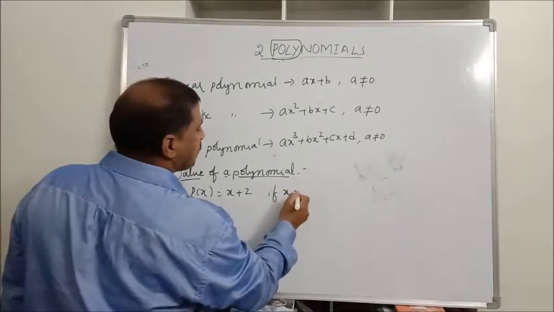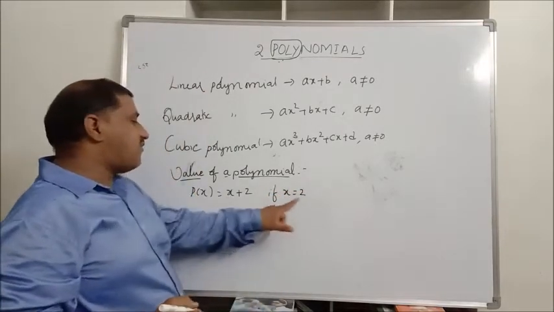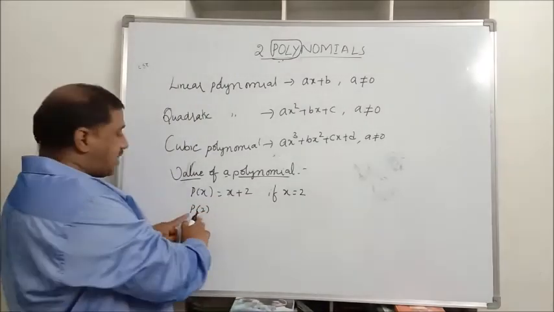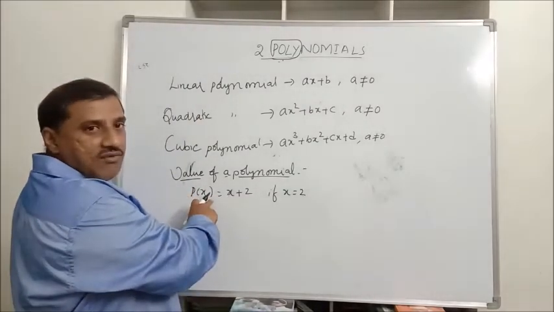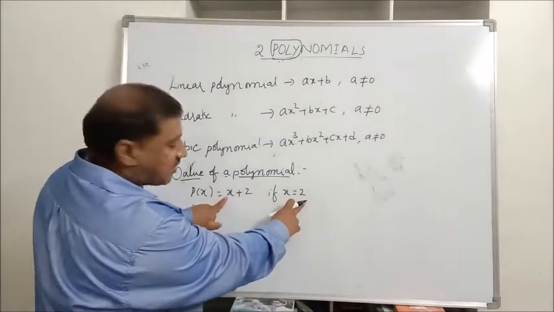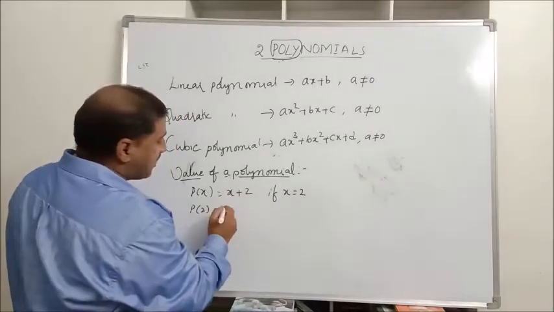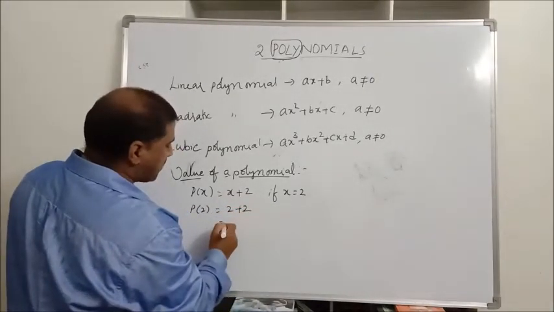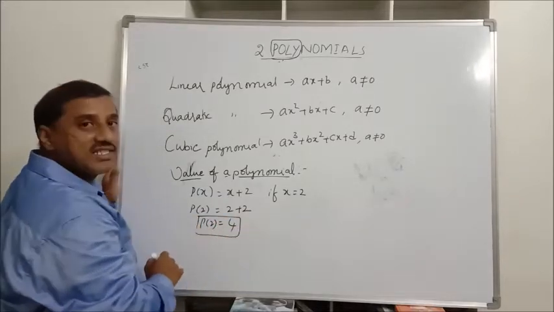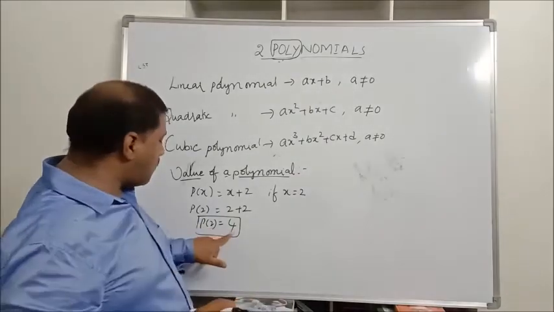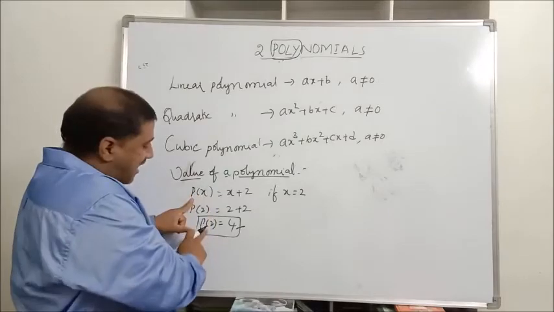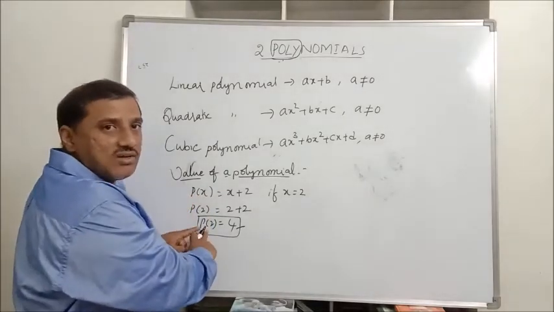If x is equal to 2, that means if you substitute 2 in the place of x, then what we get is p of 2. This p of 2 is nothing but the value of the polynomial p of x at the variable x equal to 2. That is, substitute x equal to 2 in the place of x: 2 plus 2, which is 4. Therefore, p of 2 is equal to 4. This 4 represents the value of the polynomial p of x at x equal to 2.